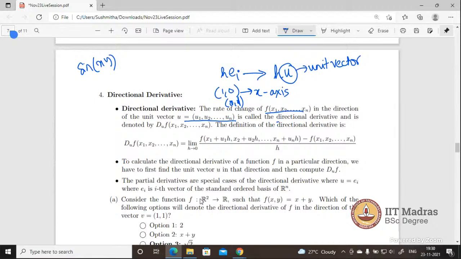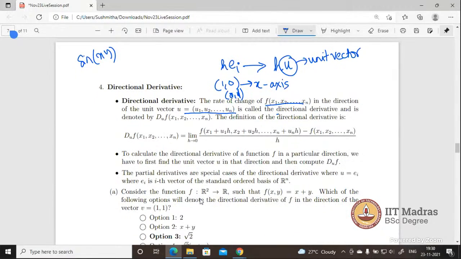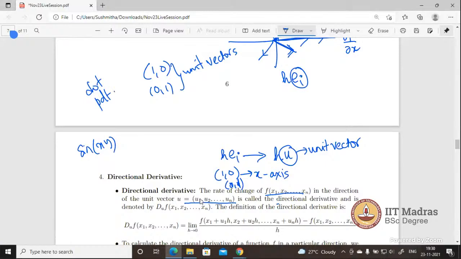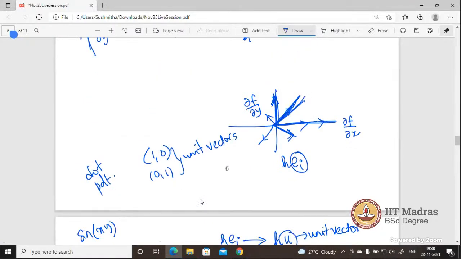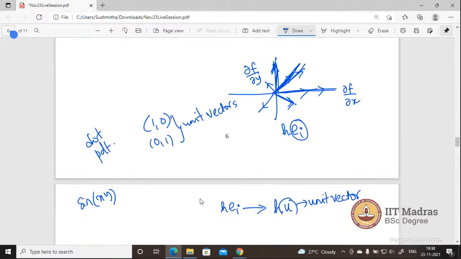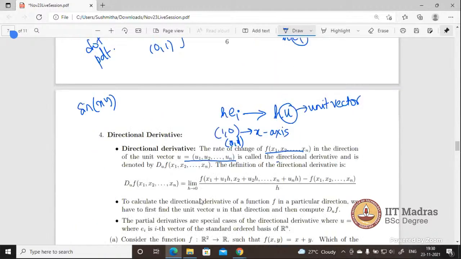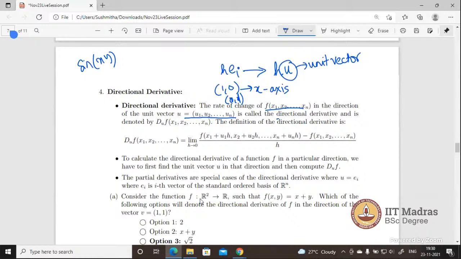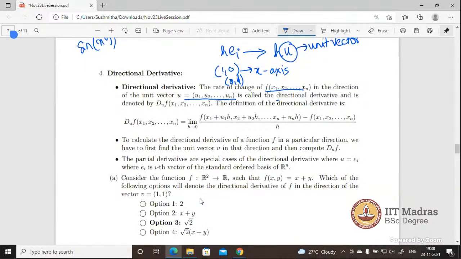So the concept of directional derivative is also the same. Instead of along the x-axis and y-axis, it's along some other direction that we are looking at. So we do the same thing, just that instead of h e_i, we'll have h u, where u is the unit vector along that direction. In fact, there's a much simpler way of calculating directional derivative once you know what the gradient of a function is. You can always use that instead of using the limits, but to understand what the definition is, we will do a few problems.